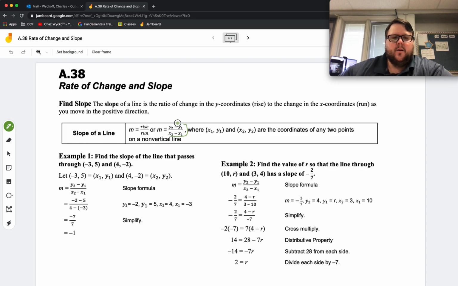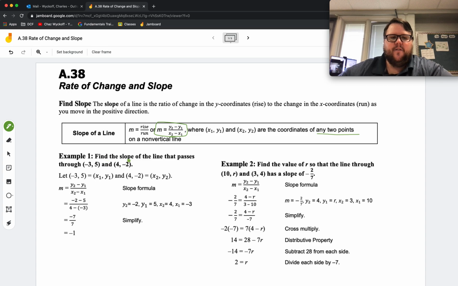formula because we're going to use it over and over again, and it doesn't stop. The more you go into math, if you go to geometry, calculus, pre-calculus, this equation is going to show up all the time. So where x1, y1 and x2, y2 are the coordinates of any 2 points on a non-vertical line.